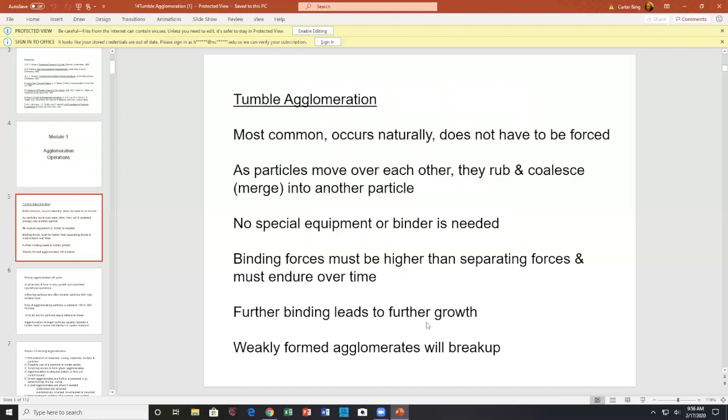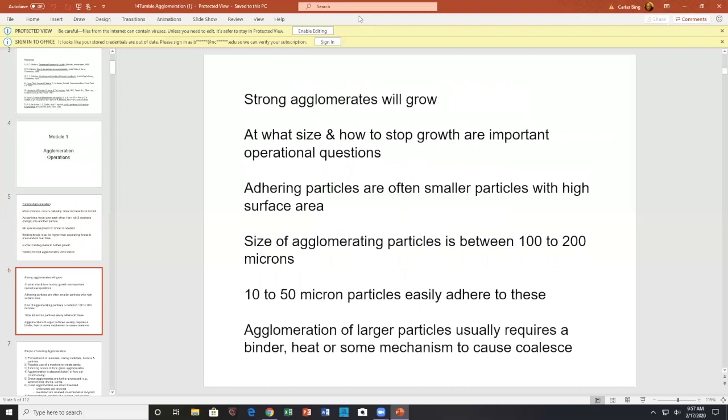Further binding leads to further growth. Weak agglomerates will form. They will then break up. Stronger agglomerates will form and remain and continue to grow. What size and how to stop the growth is important in operational problems. Adhering particles are often smaller particles with a high surface area. The size of agglomerating particles is between 100 and 200 microns. 10 to 50 micron particles adhere easily. Agglomeration of larger particles usually requires a binder, heat, or some mechanism to cause coalescence.